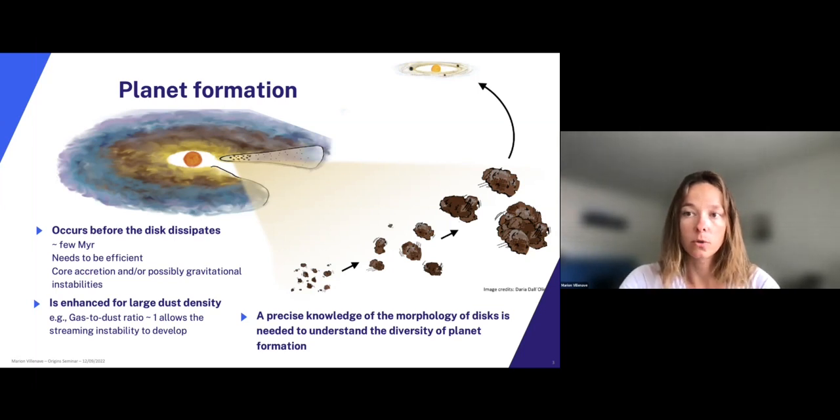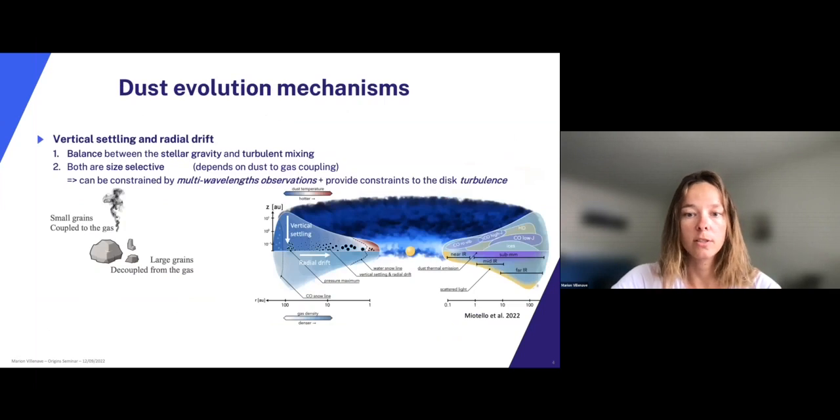can grow more easily. And so in that context, it's important to understand the morphology of protoplanetary disks to understand where the high density regions are and what impact this has on the diversity of planet formation. And in this talk and in my work, I'm mostly interested in one mechanism which allows us to increase the dust density, which is vertical settling.